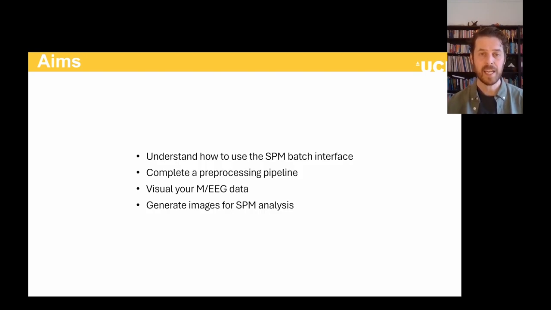So statistical testing in SPM takes advantage of random field theory in order to correct for multiple comparisons in our data. And in order for us to take advantage of this, our data needs to be presented in image volumes, a format that's quite similar to fMRI data.